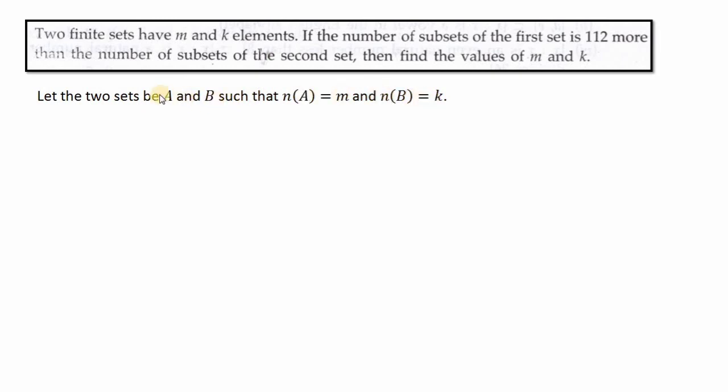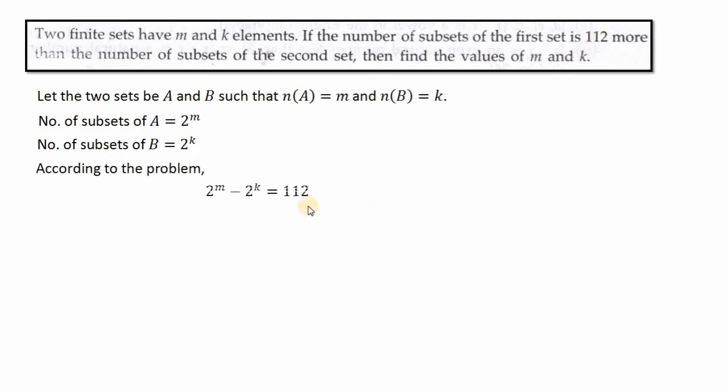All right, so what will be the number of subsets of A? It will be 2 to the power m, isn't it? And the number of subsets of B will be 2 to the power k. Now the difference of the number of subsets is given to be 112, so we have 2 to the power m minus 2 to the power k equals 112. From here we need to calculate the value of m and the value of k. Now if I take 2 to the power k common, then this can be written as this much. If you multiply with 2 to the power k to this, you'll arrive at the very same thing. And if you factorize this, you will get this much.